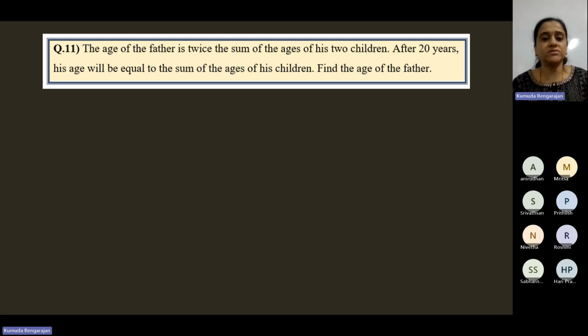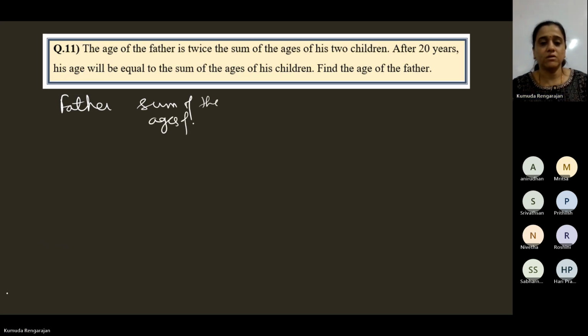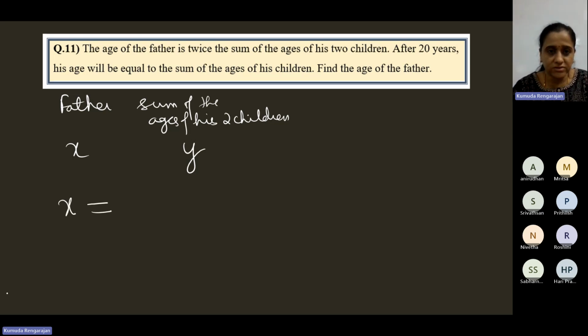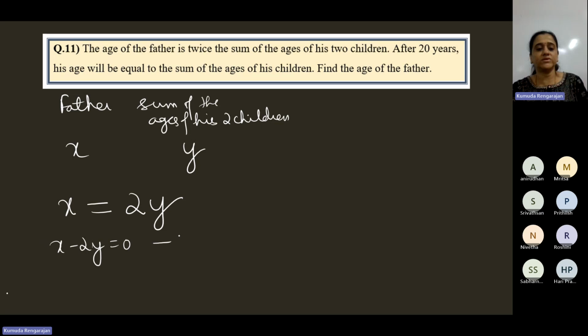The age of the father is twice the sum of the ages of his two children. So father is x, and the sum of the ages of his two children is y. The age of the father is twice the sum of the ages of his two children, so x minus 2y is equal to 0. This is the first equation.